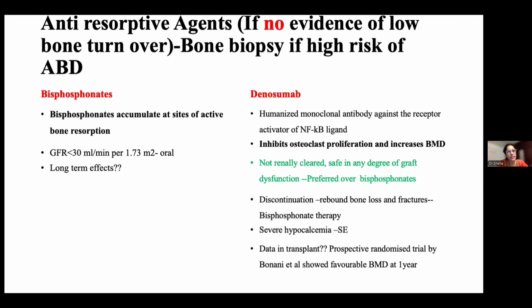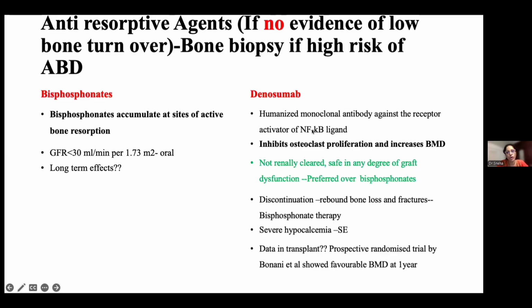If there is no evidence of low bone turnover, we can treat the patient with anti-resorptive agents if the fracture risk is high. If you are suspicious, we need a bone biopsy to rule out adynamic bone disease. And bisphosphonates, how do they act? They accumulate at sites of active bone resorption, but there is a limitation with renal dysfunction. With GFR more than 30, we should use it. And long-term effect on renal transplant is not available.